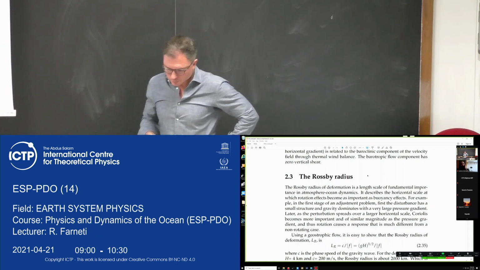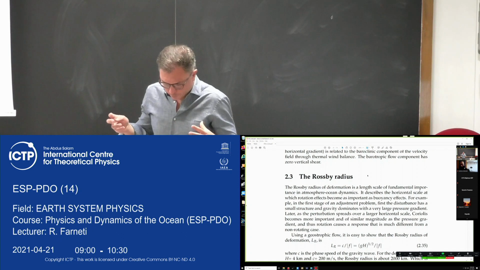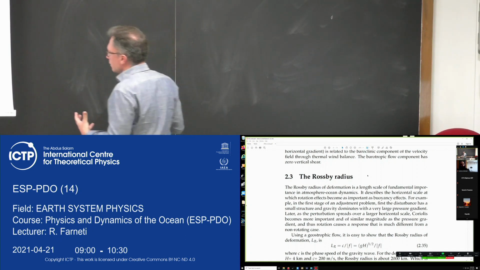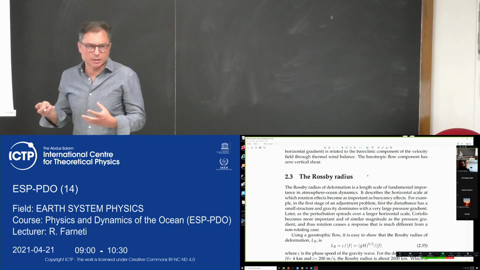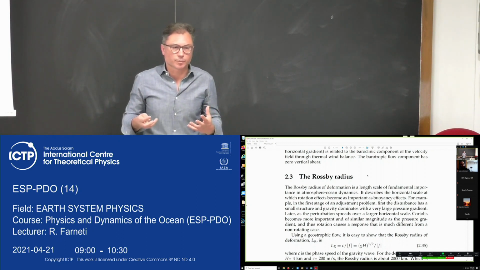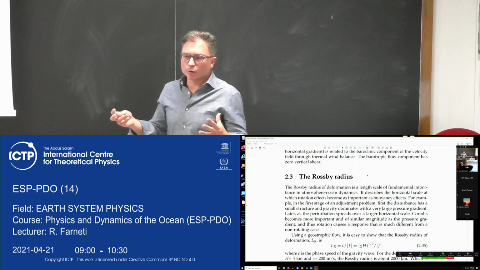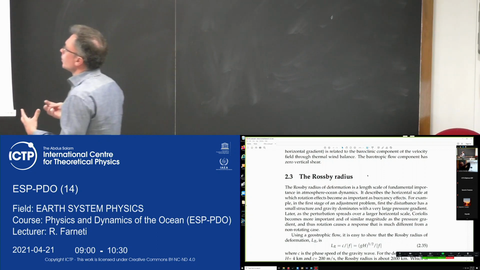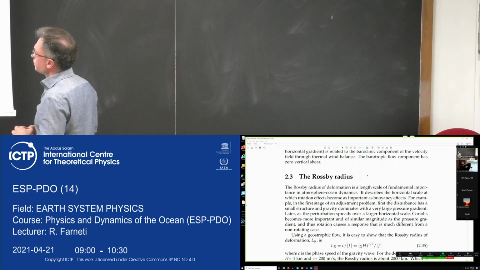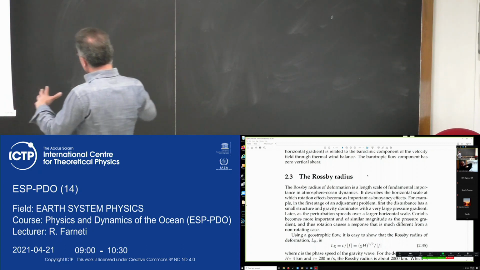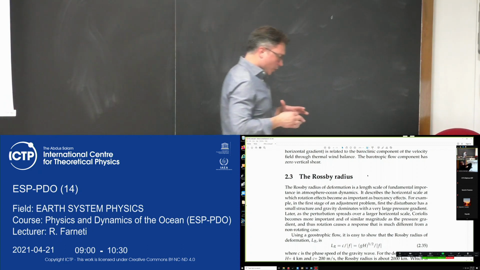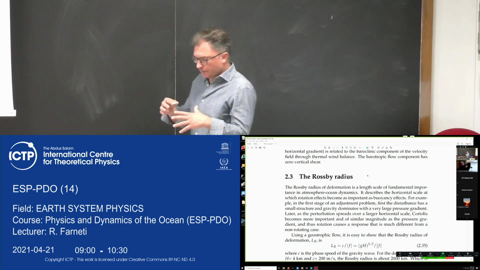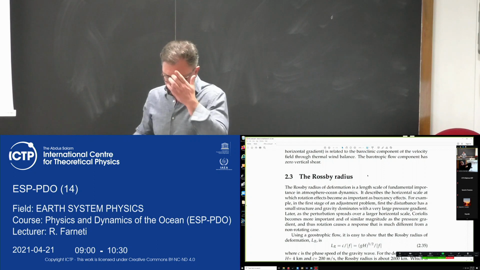Okay? So if you are smaller than the Rossby radius, rotation doesn't affect or affects very slightly your movement, your dynamics. If you are comparable to the size of the Rossby radius, then your phenomena will be affected by rotation. Okay? And you can do this for a geostrophic flow. You can do an adjustment problem.